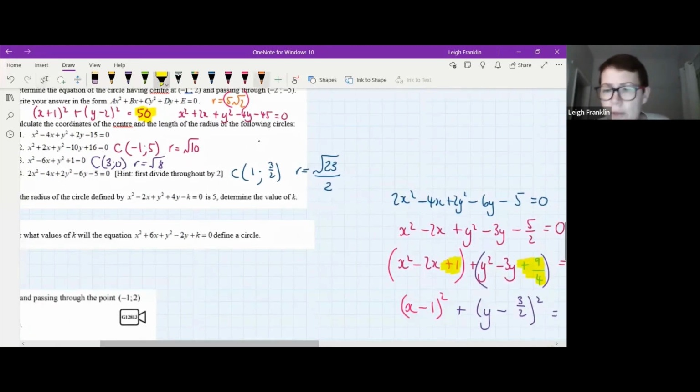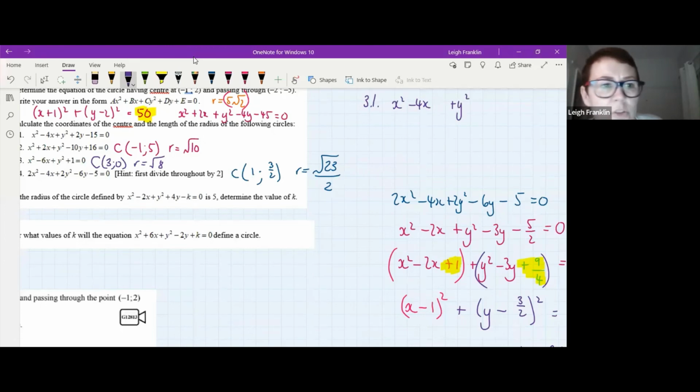So here in 3.1, we've got x squared minus 4x, leave a space, plus y squared plus 2y, leave a space, equals, and take 15 over to the other side, and now it's going to be a positive 15. Then we've got to work out half of negative 4, which gives us negative 2. We take that negative 2 and square it, and that gives us 4. And that's why we're adding 4 to the left-hand side. And if I add 4 to the left, I must add 4 to the right.